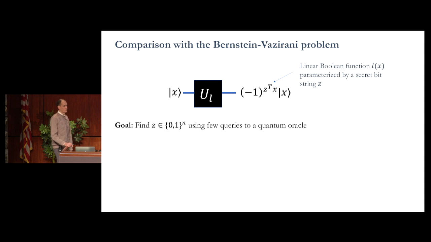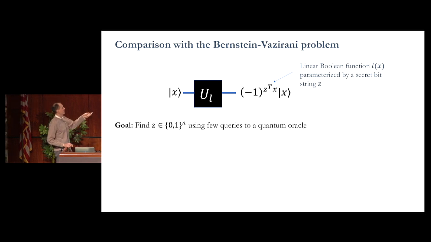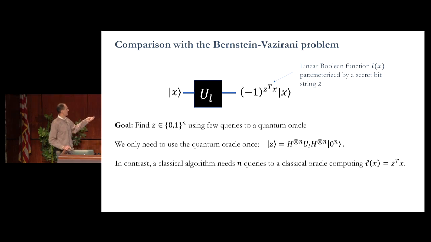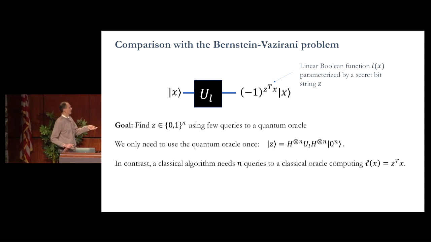It turns out that this problem is closely related to the Bernstein-Vazirani problem. In the Bernstein-Vazirani setting, we also have some hidden linear function parametrized by a bit string z. But this linear function is given to us as an oracle, and the oracle implements this unitary operator. Here the goal is to find this secret string z using as few queries to the oracle as possible. In the quantum case, we can find z using a single query. We just need to implement this simple quantum circuit. But in the classical case, we need to evaluate this linear function at least n times to learn z.